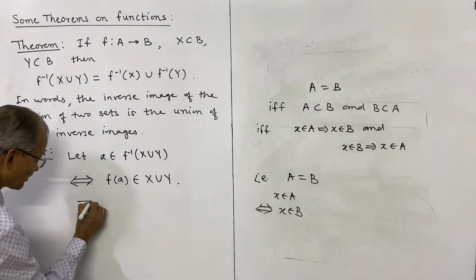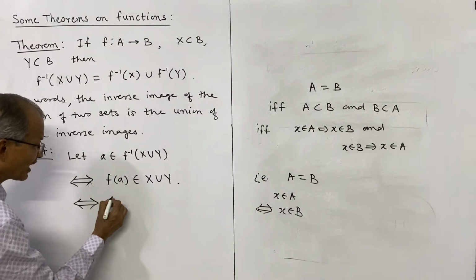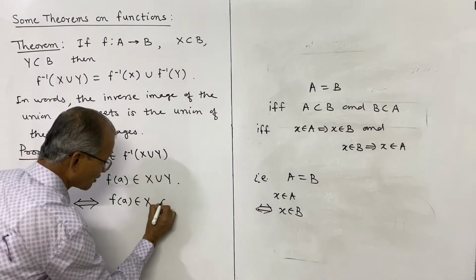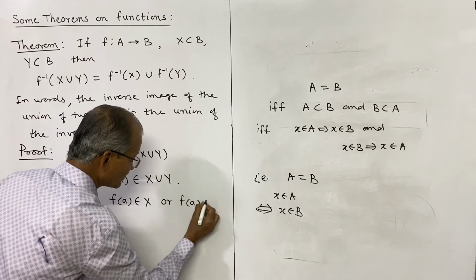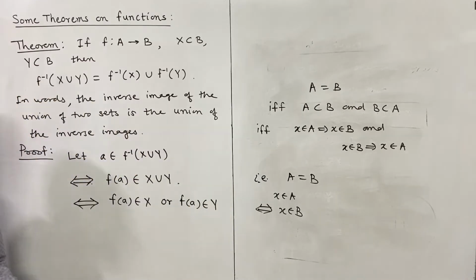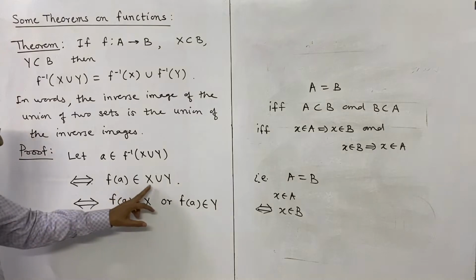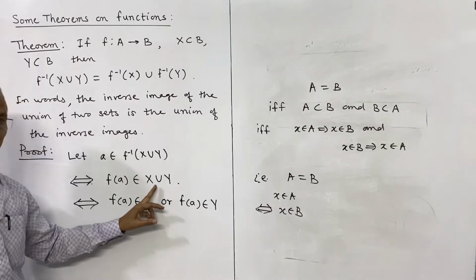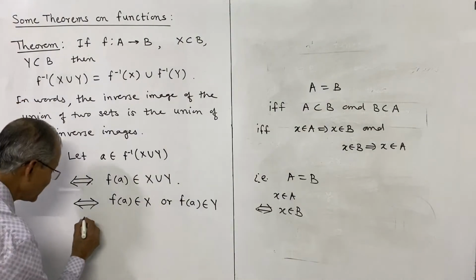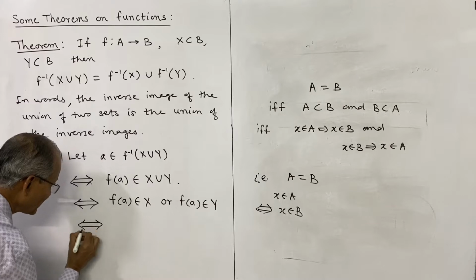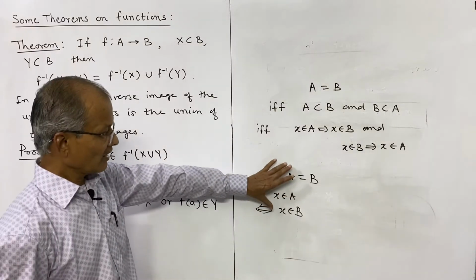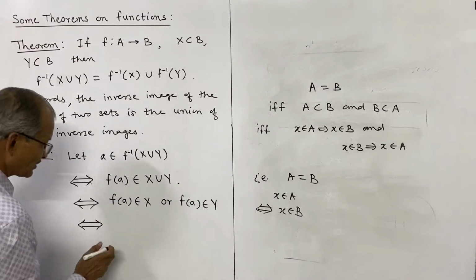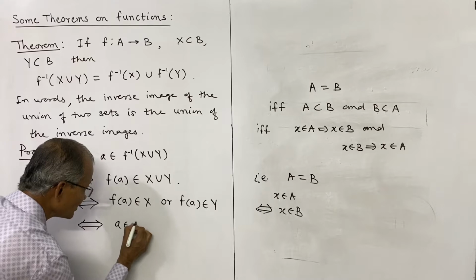So this implies and is implied by, again this implies and is implied by, f of A is in the union means f of A is in X or f of A is in Y. F of A belongs to X or f of A belongs to Y. If there is union, the logical connective is OR, that we have studied in set operations, and this implies and is implied by. Double implication we are writing so that we can get the two relations in the same steps. So if f of A is in X, this will imply A belongs to f inverse of X.